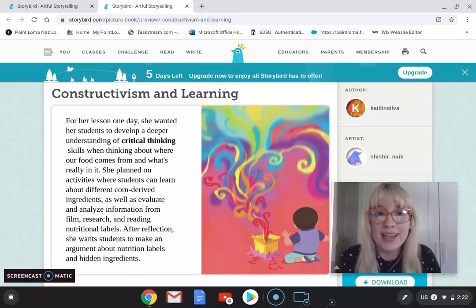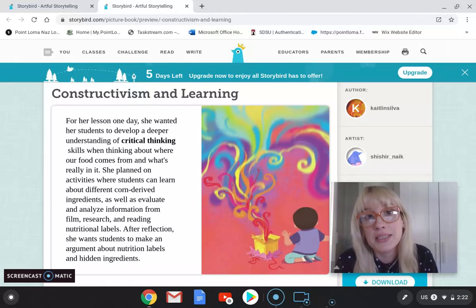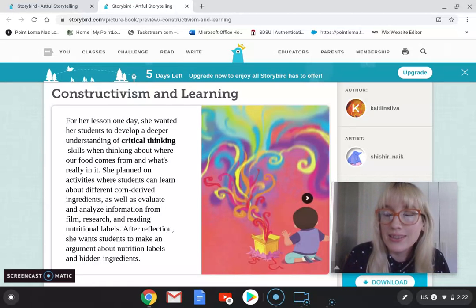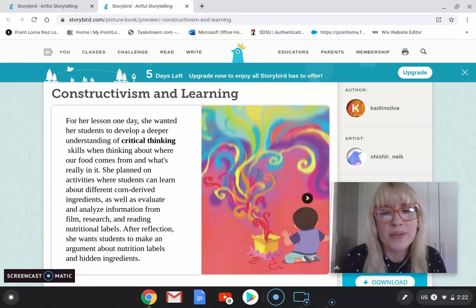So for her lesson, she wanted her students to develop a deeper understanding of critical thinking skills when thinking about where a food comes from and what's in it. So she planned activities around students learning about these different ingredients and evaluating and analyzing information they learned from film, research, and reading nutritional labels that they bring in. And then she's going to have them reflect and write an argument about what they learned, persuasive writing. So lots of critical thinking going on.